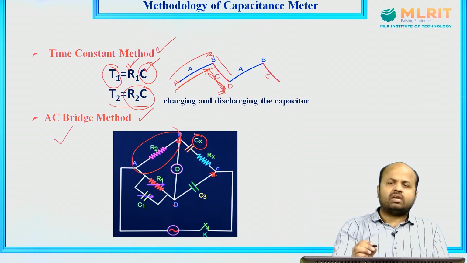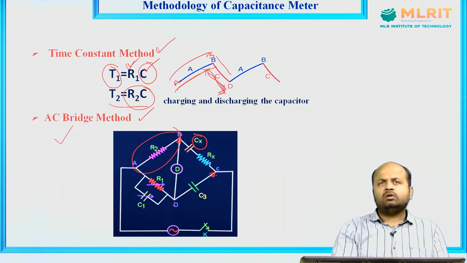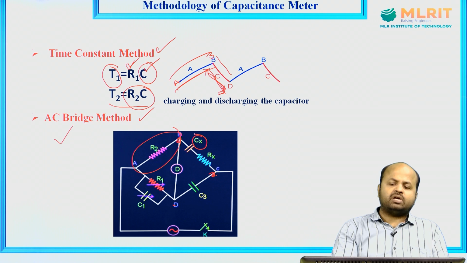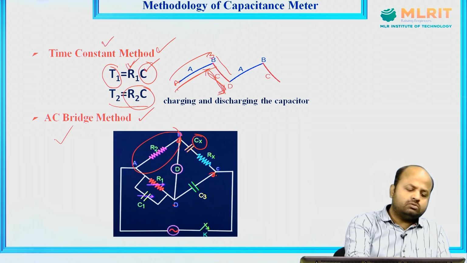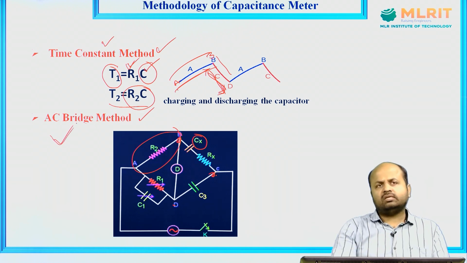So there are basically two methodologies for a capacitance meter. First is the time constant method. Second is the AC bridge method.